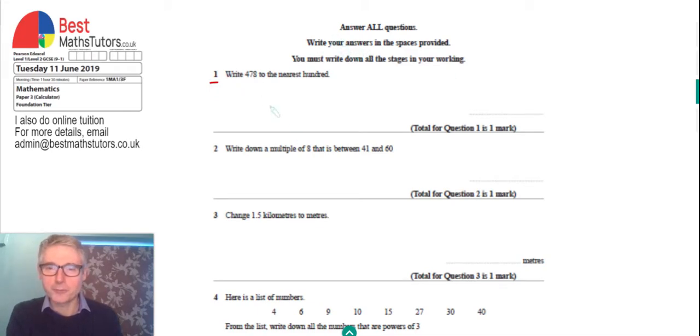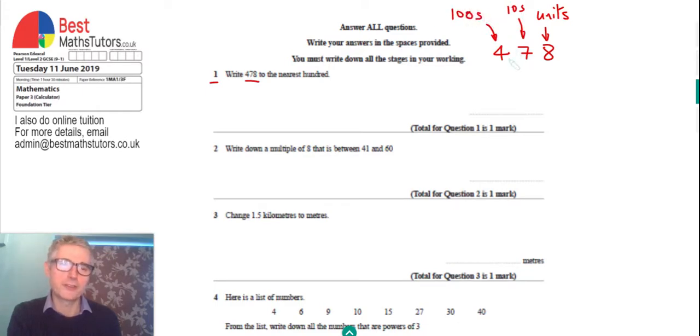So question 1 says write 478 to the nearest 100. So in order to do that, if we write the number here, 478, we need to think about what the columns mean. So this is the units column, this is the tens column, and so this one is the hundreds column.